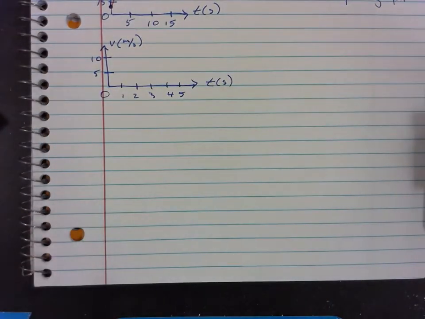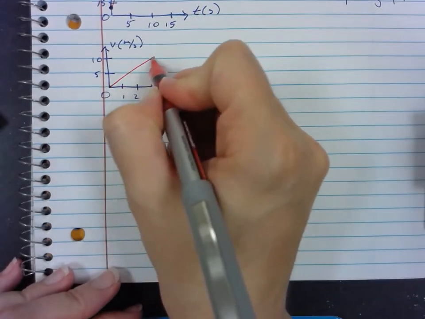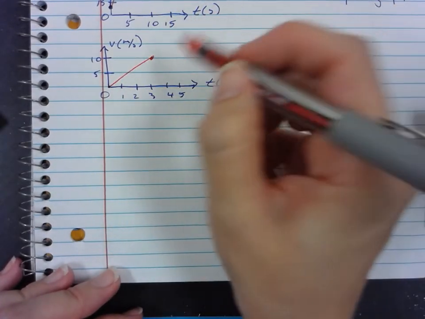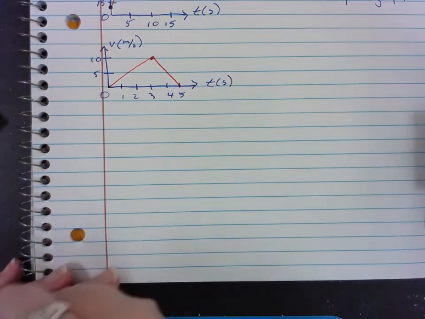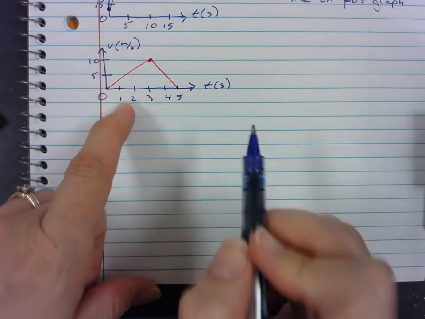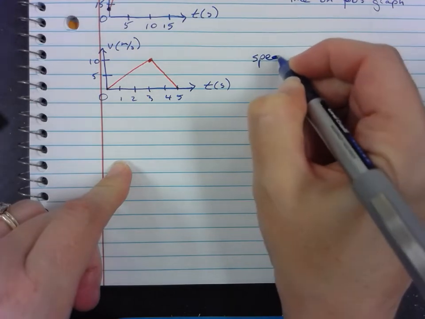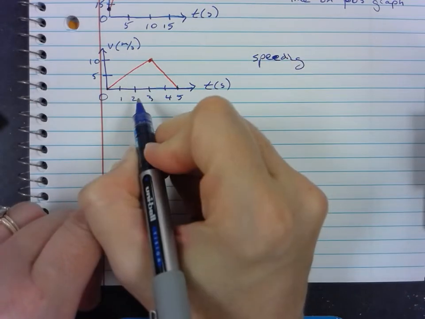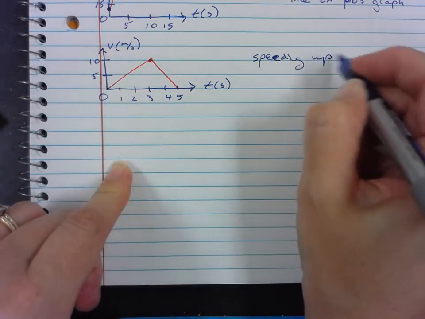But this object starts from rest, reaches a velocity of 10 meters per second in 3 seconds, and then goes back down to a velocity of 0 at 5 seconds. So this graph is showing speeding up because the velocity is increasing, and in the forward direction because they're positive numbers.